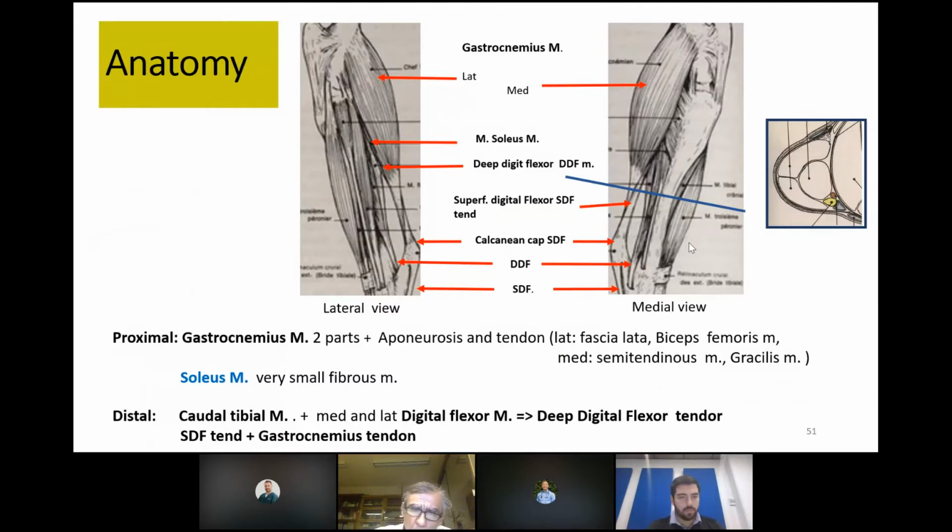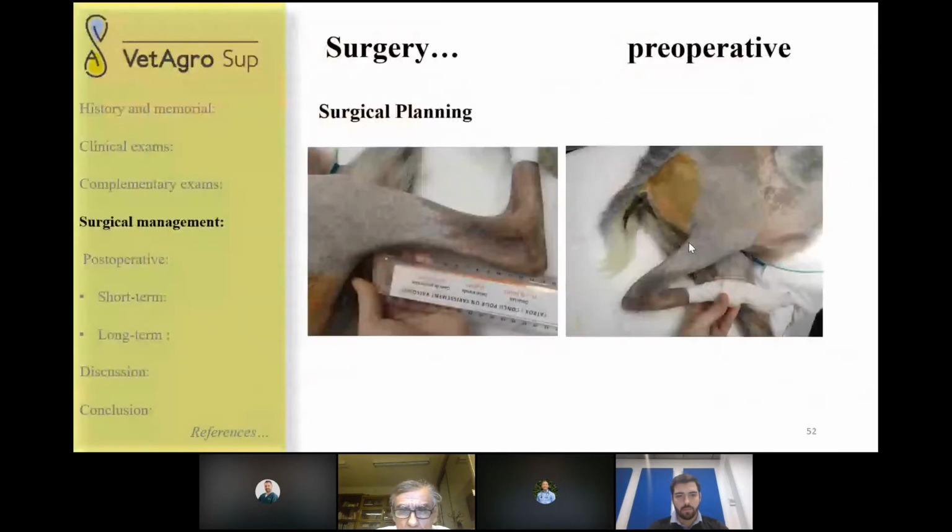And you can find also the superficial digital flexor tendon plus the gastrocnemius tendon. You can see the cross section on the picture on the right side. It's the same as the imaging you've seen before. Next slide, please.